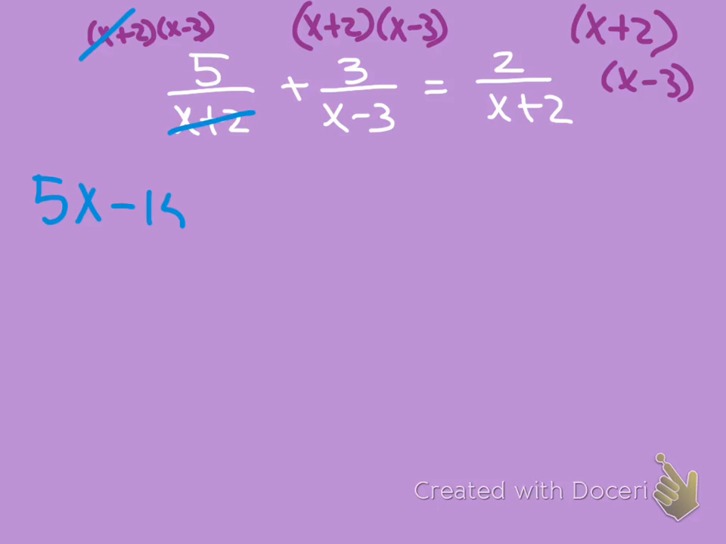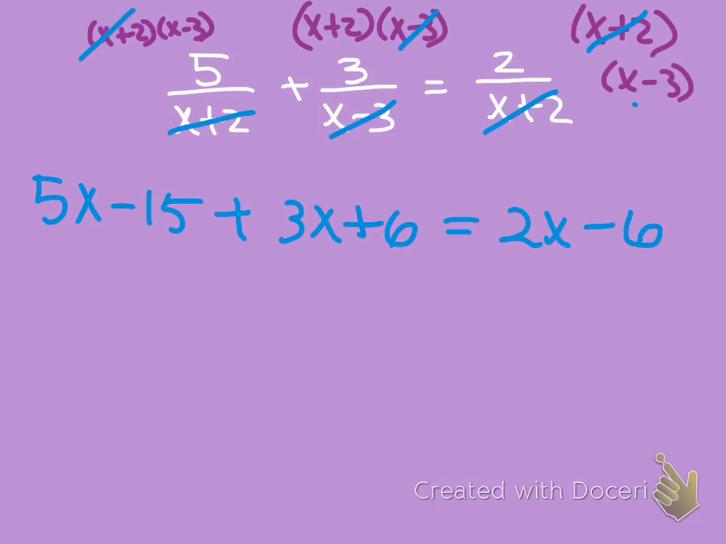minus 15. So here, this is going to cancel, and then you'll have 3x plus 6. And then this is going to cancel, and so these two will be multiplied: 2x minus 6. So I'm going to then go back to that purple color. I think it looks better. All right, so like terms.